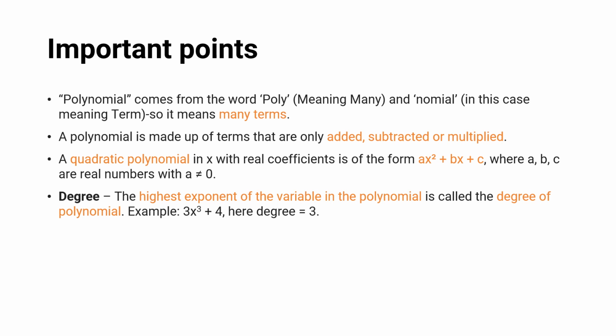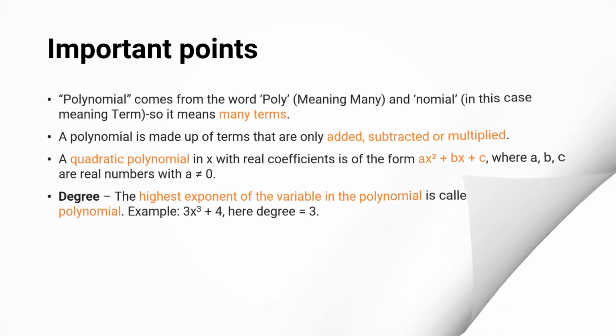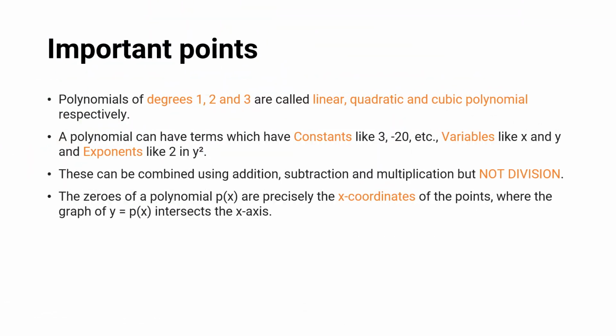What is the degree? The highest exponent of the variable in the polynomial is called the degree of the polynomial. For example, 3x cubed plus 4. Here, the degree of this polynomial is 3. Polynomials of degrees 1, 2 and 3 are called linear, quadratic and cubic polynomials respectively.